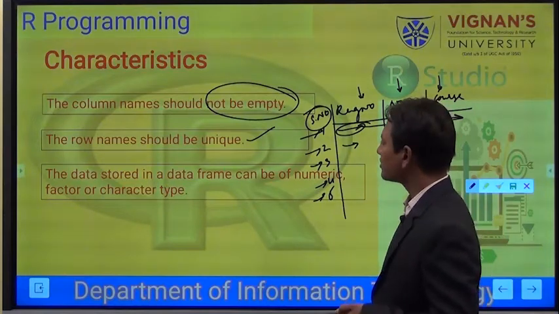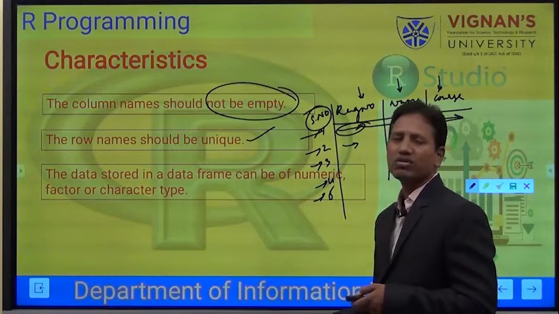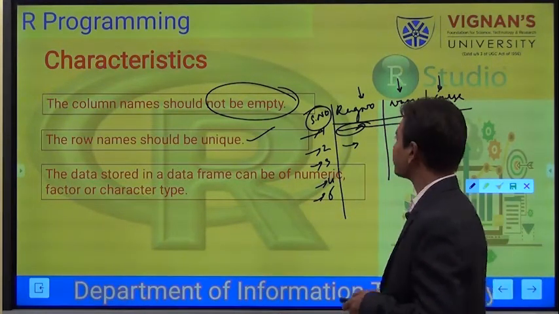And the third one is that data stored in a data frame can be numeric or factor or character type. Different types we can store in a data frame.